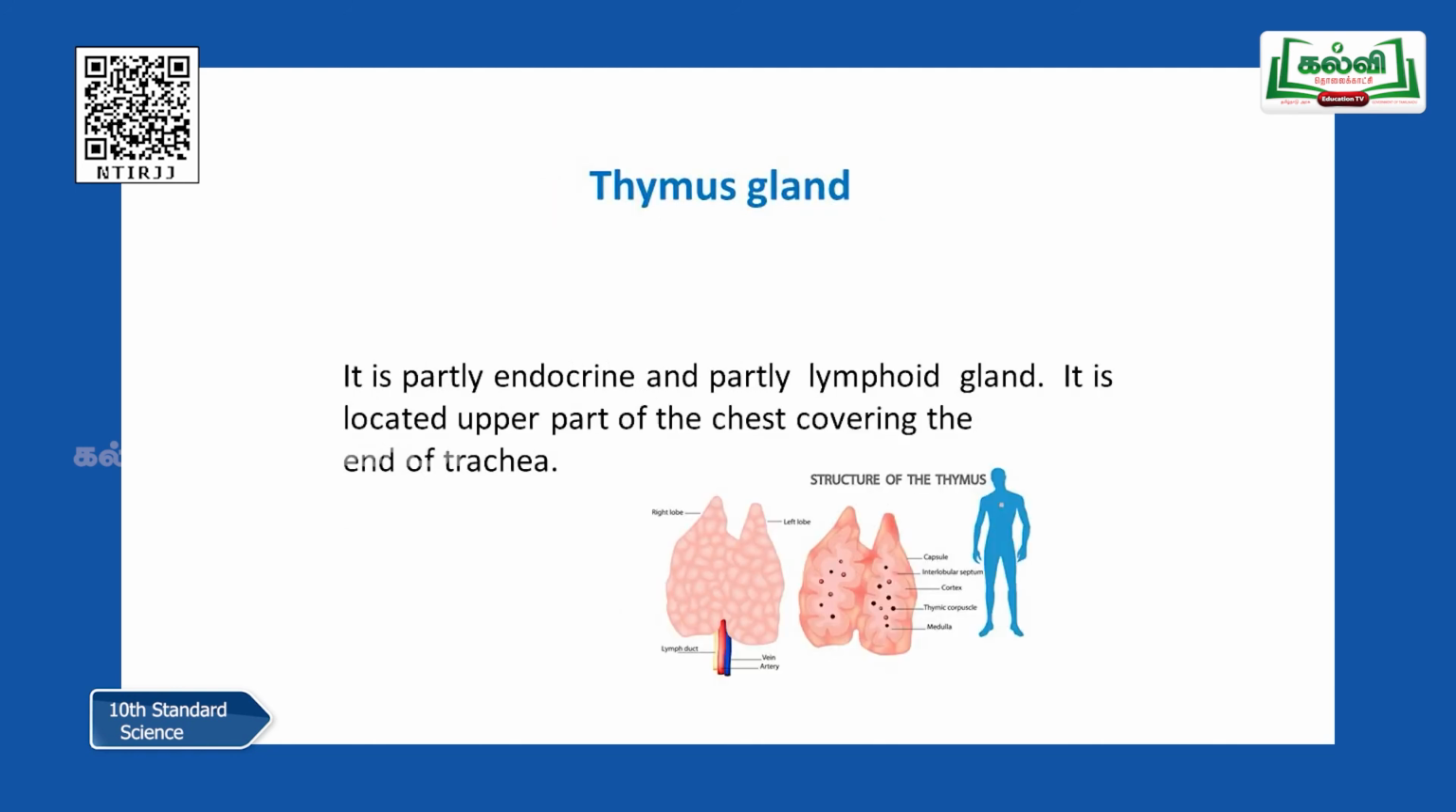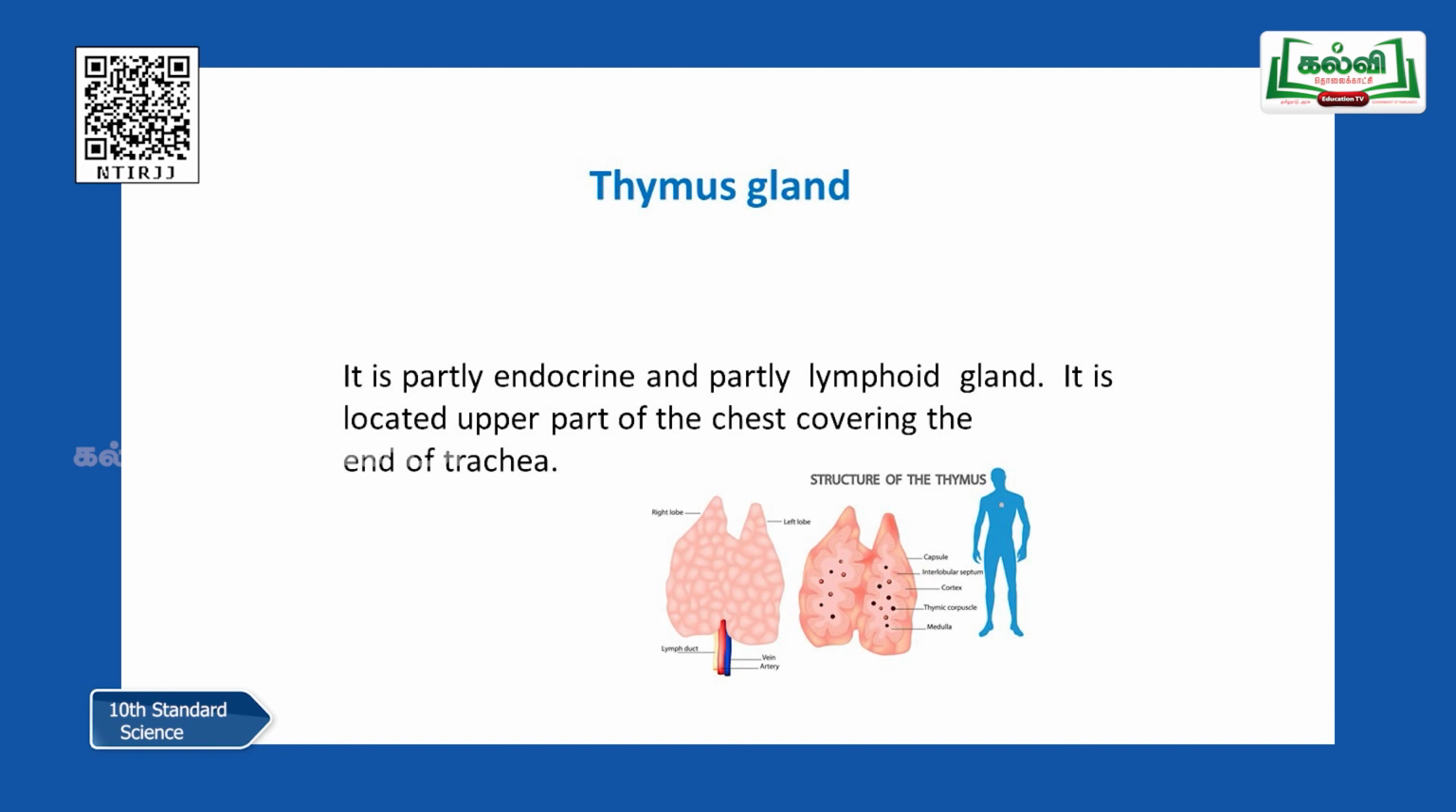The final one is the thymus gland. It is one kind of gland, partially an endocrine gland and partially a lymphoid gland. It is located in the upper part of the chest, covering the end of the trachea. So, in the chest area, between the upper part of the chest and the trachea, there is the thymus gland, which is partly endocrine and partly lymphoid. Now the functions of the thymus gland. The thymus gland secretes a hormone called thymosin. This thymosin is very important for the stimulatory effect on immune functions. Immune function means immunity.